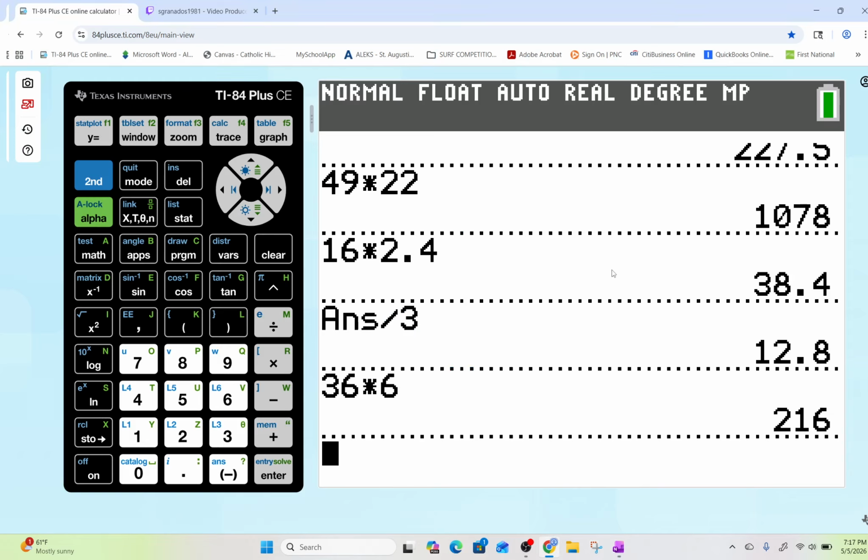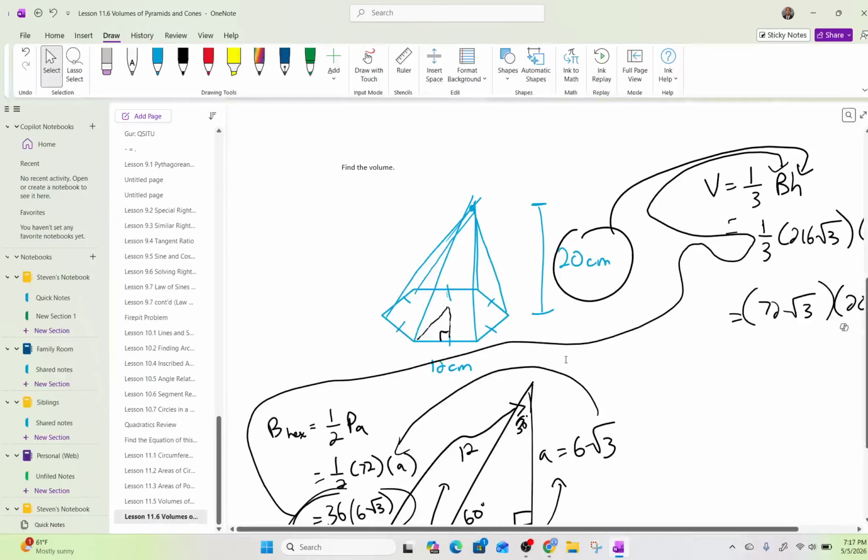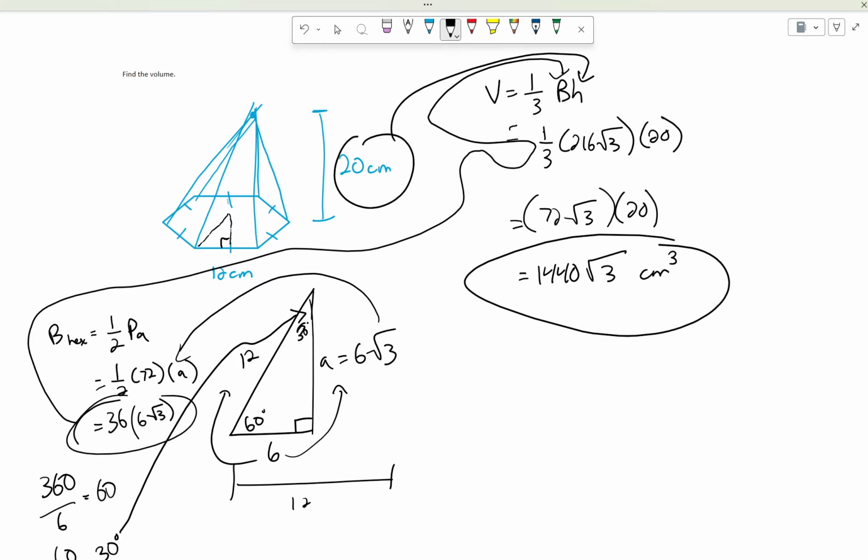Okay, so 72 times 20, which is going to give me 1440. And of course, it's 1440 rad 3 centimeters cubed. All right, good times.